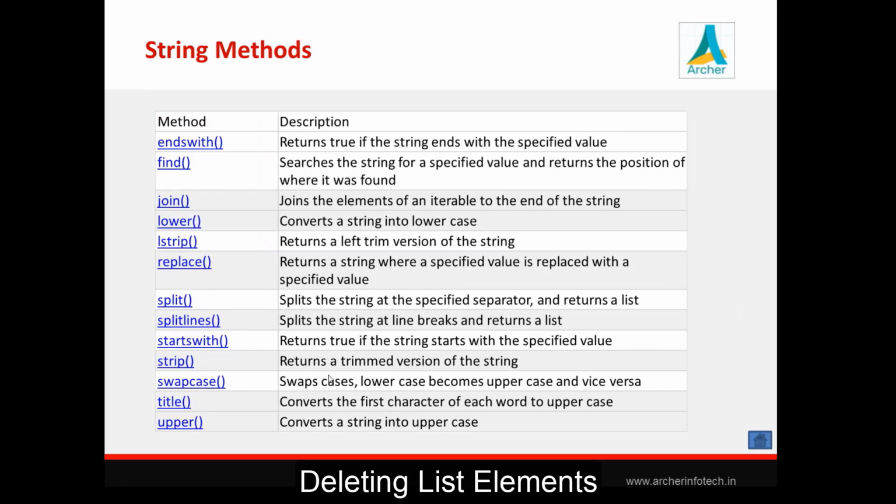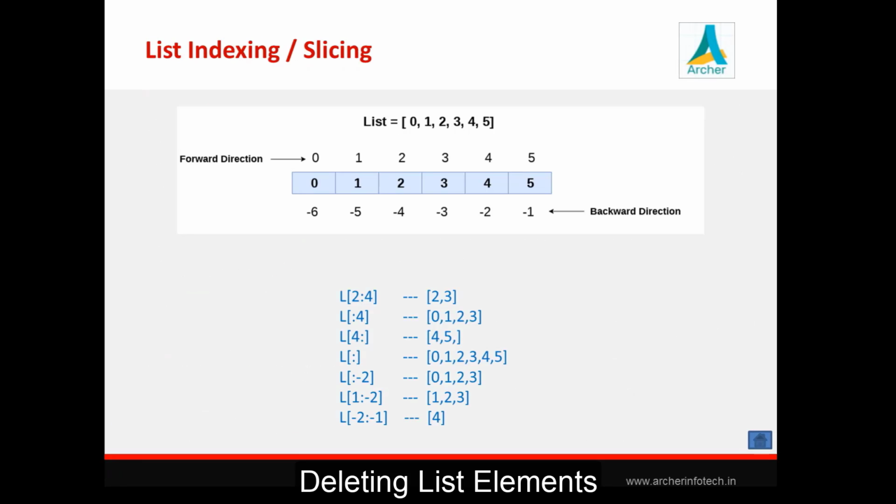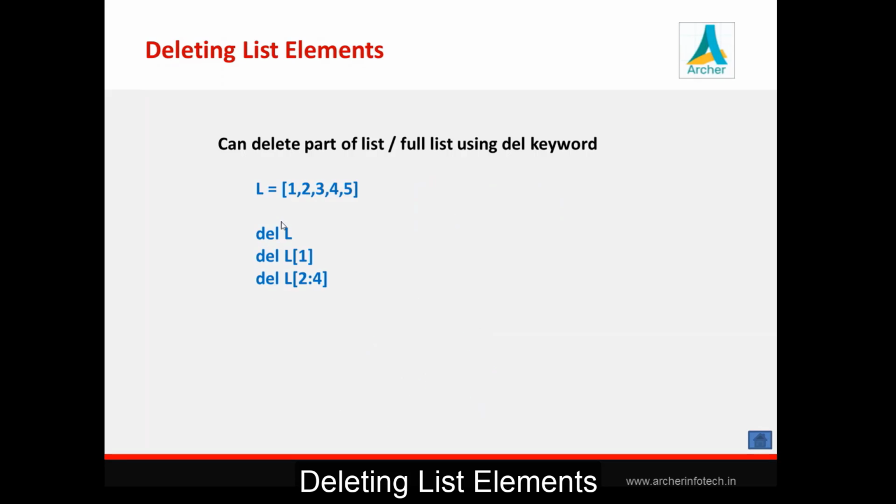Now come to list. This is indexing, slicing of a list, same like a string. But while you come to the delete operation, you can delete the complete list, you can delete a single element, you can delete a range of a list. That's possible because list is a mutable option.